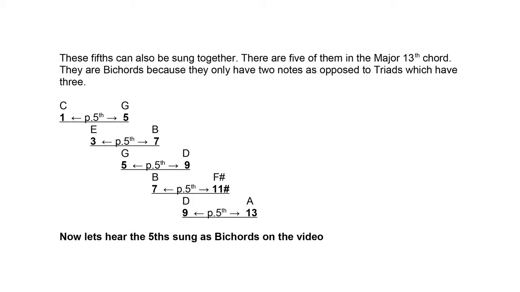These fifths can also be sung together. There are five of them in the major 13th chord. They are bichords because they only have two notes as opposed to triads, which have three. Now let's hear the fifths sung as bichords on the video.